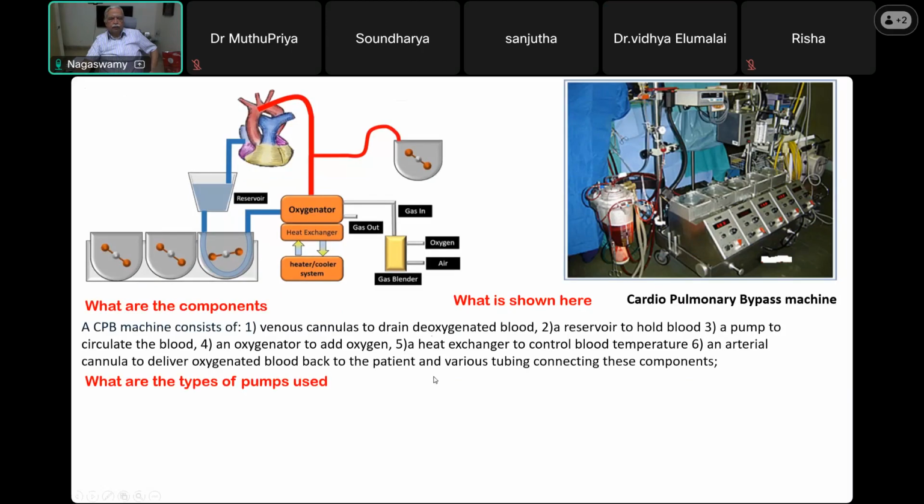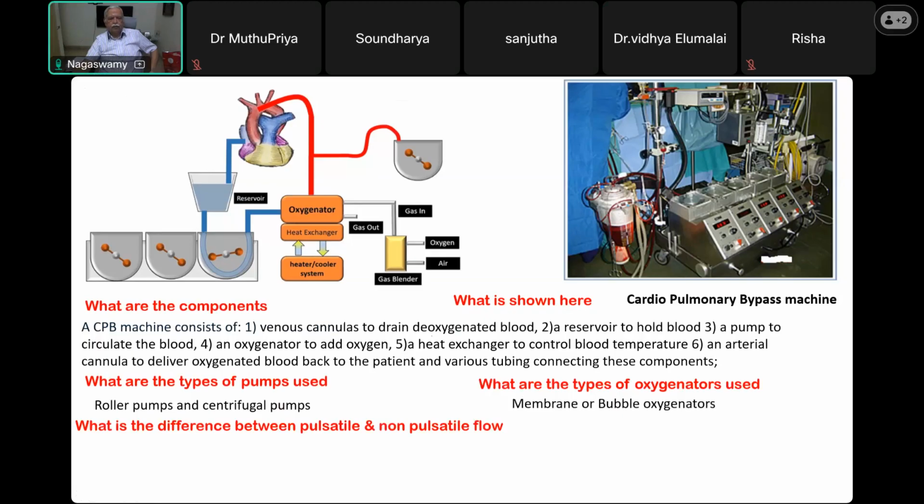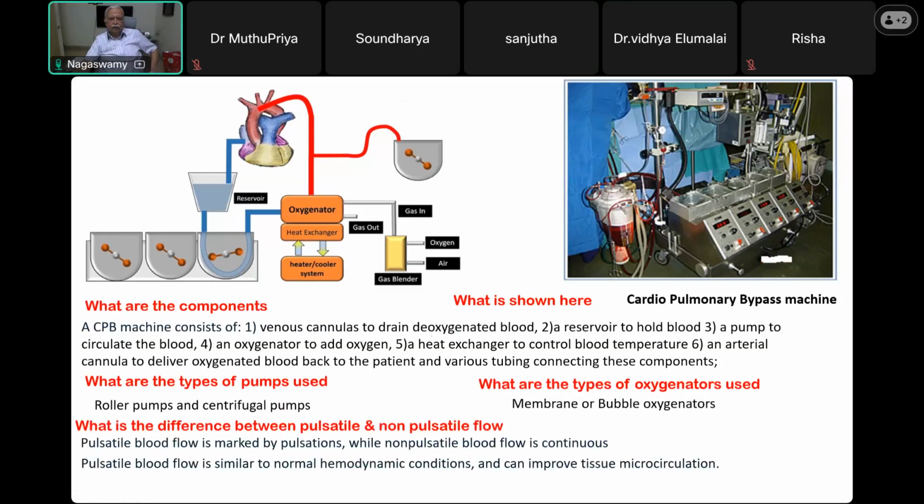What are the types of pumps used? Roller pump and centrifugal pumps. Roller and centrifugal. What are the types of oxygenators used? Bubble oxygenator and membrane oxygenator. Membrane oxygenator. What is the difference between pulsatile and non-pulsatile flow? Pulsatile flow will replicate the normal arterial flow, which is provided by the roller pumps. So it ensures that the microcirculation is preserved by pulsatile flow. Okay, non-pulsatile flow can lead to unbalanced distribution of blood flow.